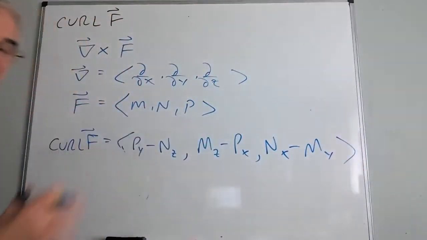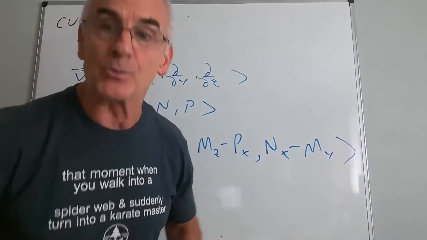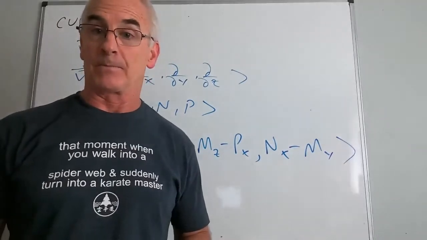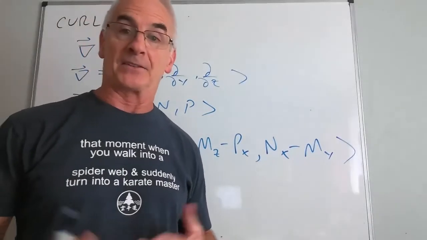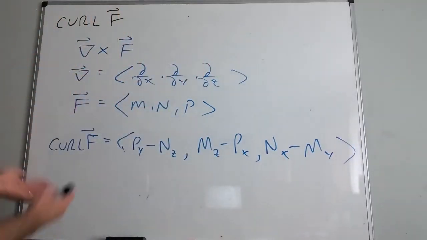My result is a vector. Unquestionably, my result is a vector, and nothing is off the table. Any vector you get is fair game for an answer, including the zero vector. In fact, the zero vector is a very, very important result that we'll find. So again, the curl, this is just a definition. We're not using it yet, but we will in a moment.